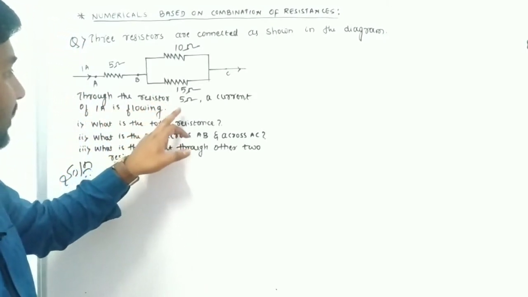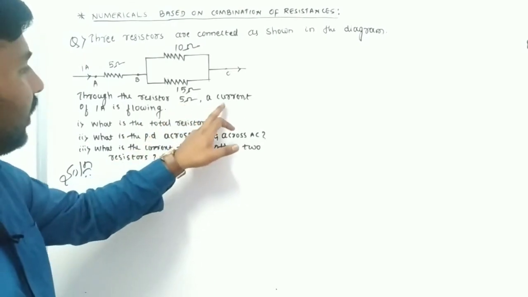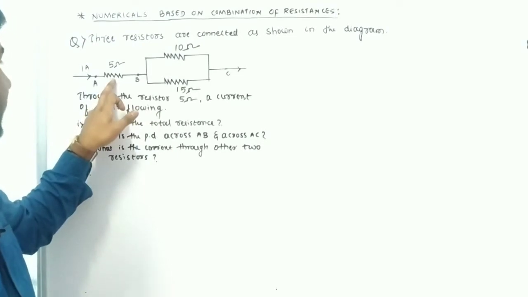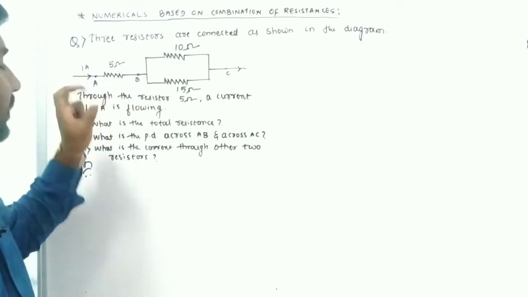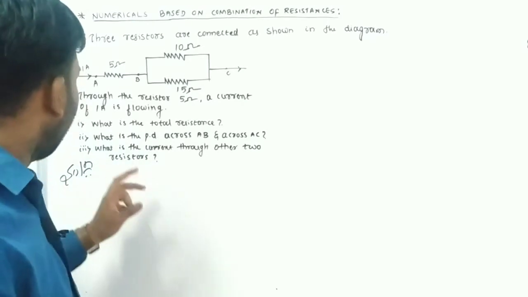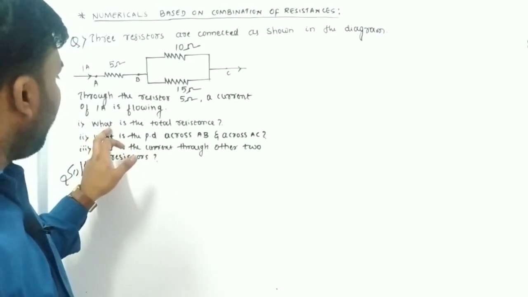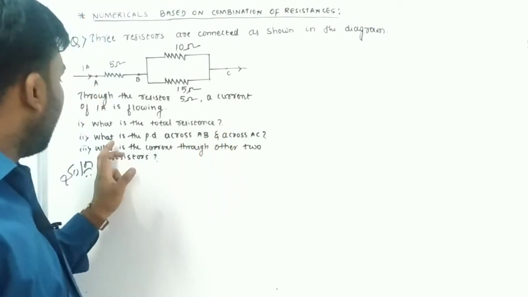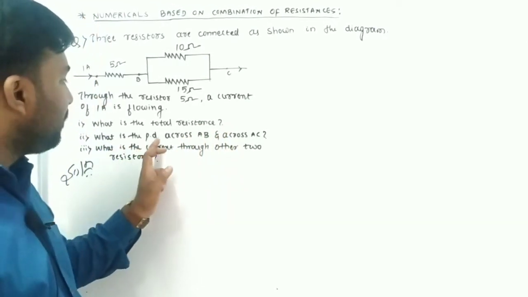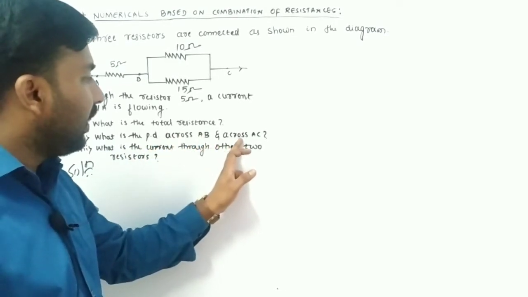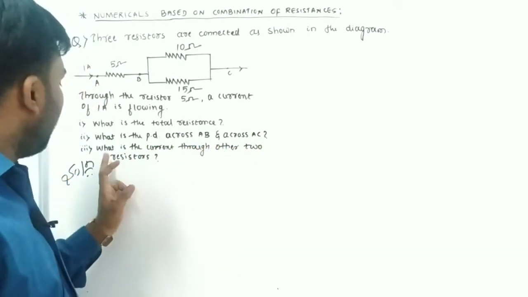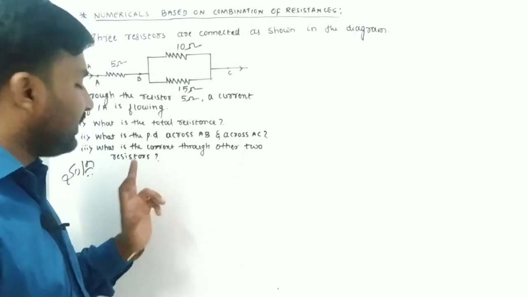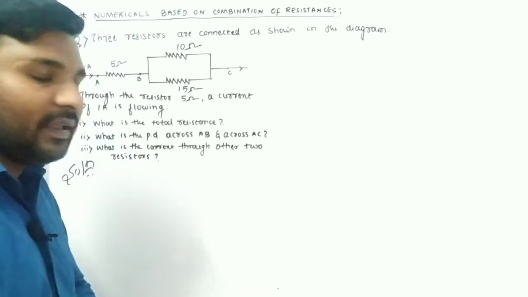Through the 5 ohm resistor, a current of 1 ampere is flowing. We have to calculate what is the total resistance, and what is the potential difference across AB and across AC. And third one, what is the current through the other two resistors. So this is the question.